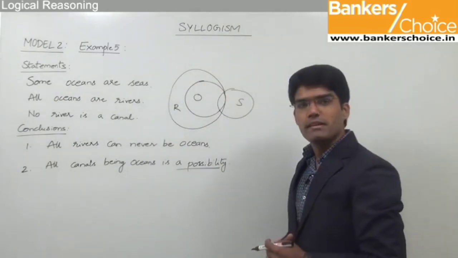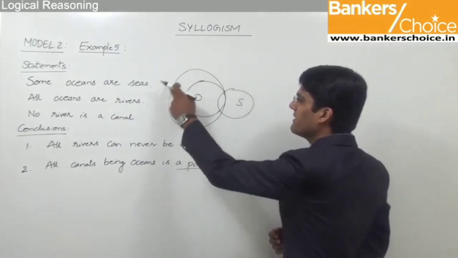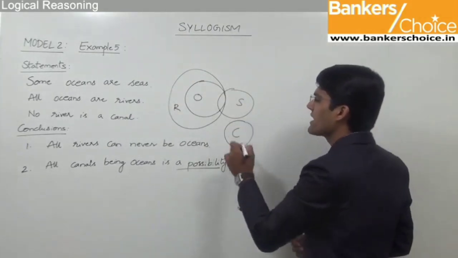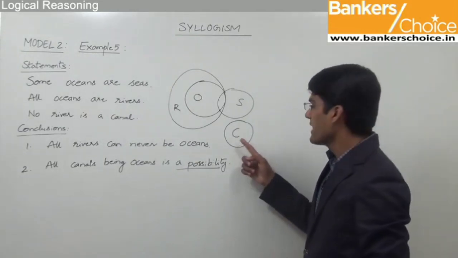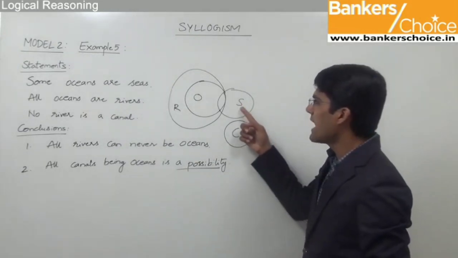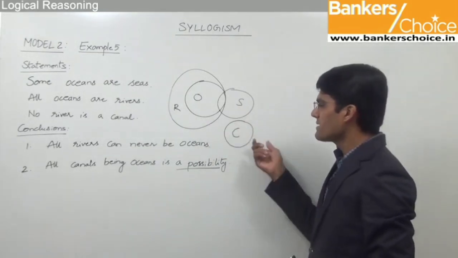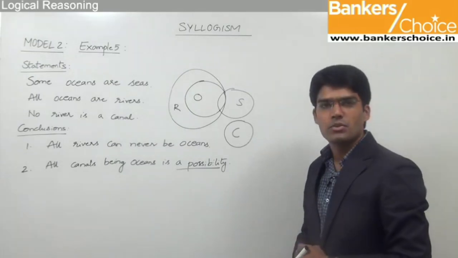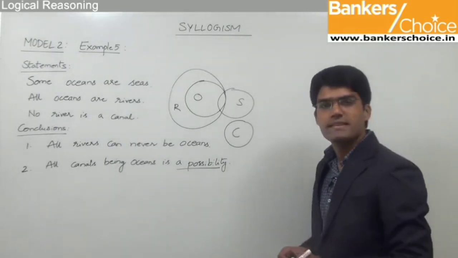And the last statement here is no river is a canal. So there should not be any common part between rivers and canals. So we can completely take canals outside rivers. Now again, there are various ways of taking canals. We can have overlapping between canals and seas, right? But as we are going by the basic diagram, let us go for minimum overlapping. So no river is a canal can be taken as shown here. Let us now see which of these conclusions follow the basic diagram.